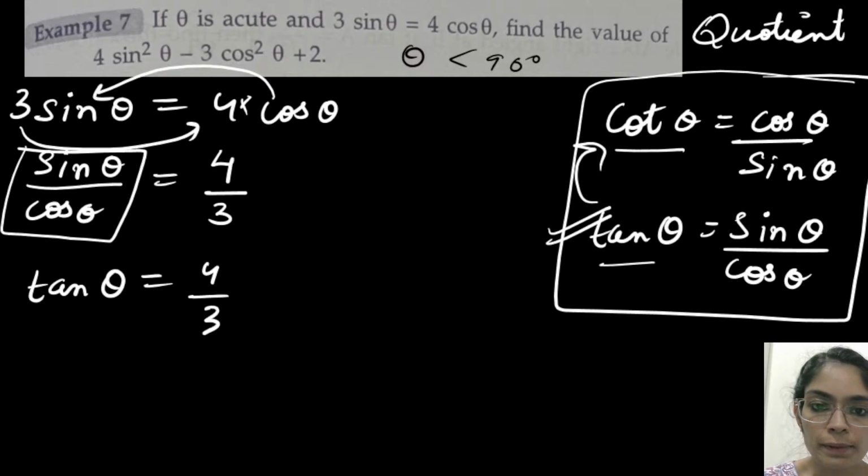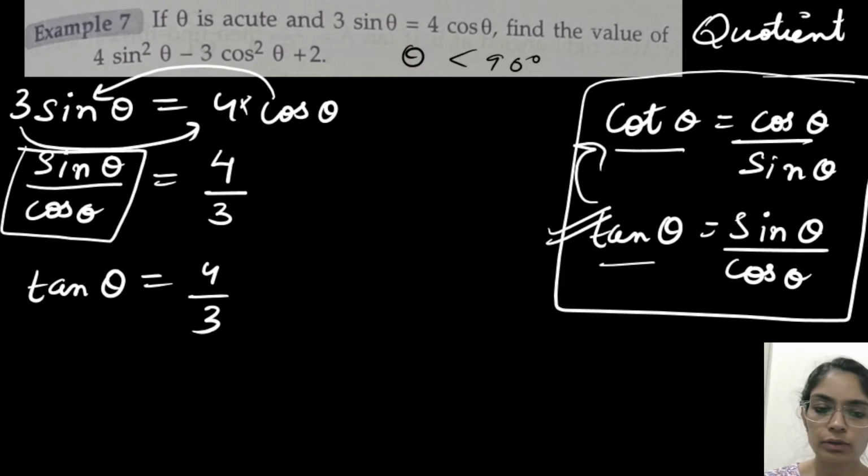So which is 4 by 3. Is this thing clear? Tan theta. So this was the only difference between this question and the previous questions. So sine theta by cos theta, here we have to write as tan theta. Is this thing clear now?